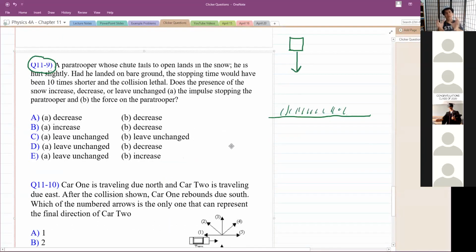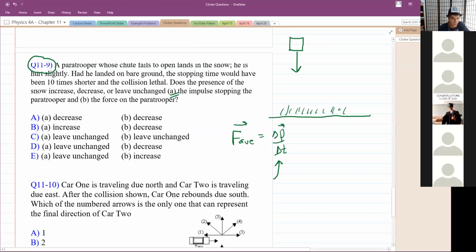If the paratrooper ends up at rest, the change in momentum of the paratrooper is the same whether it takes place over a long time or a short time. But looking at this, F_av equals the change in momentum over delta t. If the time is increased because of the snow, the bigger the time, the smaller the average force is going to be. So in this case, the impulse stopping the paratrooper was the same because the change in momentum of the paratrooper was the same. But if the time is much, much longer because of the snow, then the average force is going to be much smaller.